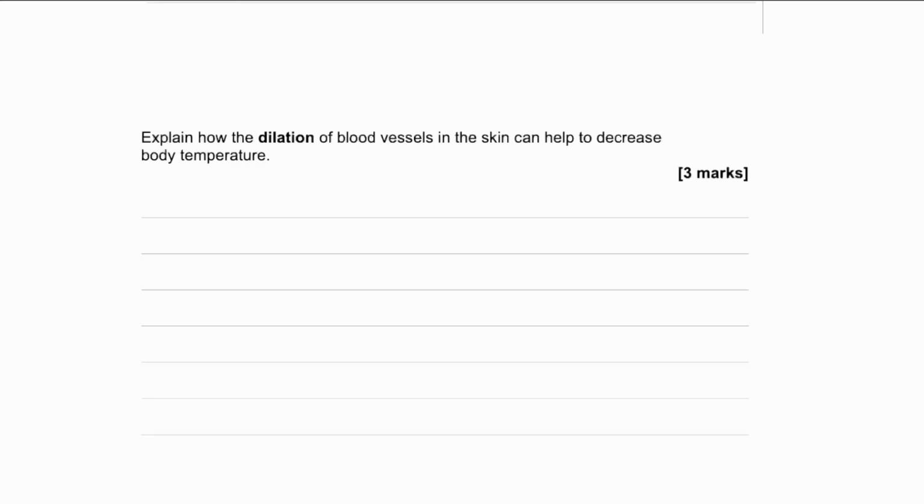Well, here again, you got to think about what actually happens when you end up dilating blood vessels. So this keyword dilation, what does that mean? That basically is the opposite of constricting. So the blood vessels, they might widen. Okay, so why would we want the blood vessels in the skin to widen, and how can that help decrease the body temperature? Well, essentially, when you widen those blood vessels, what you do is you increase the blood flow.